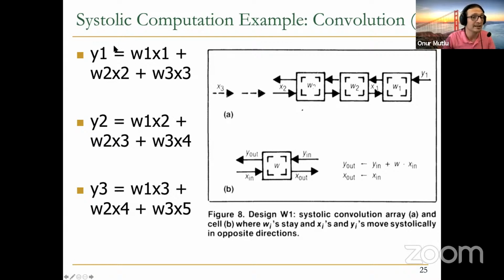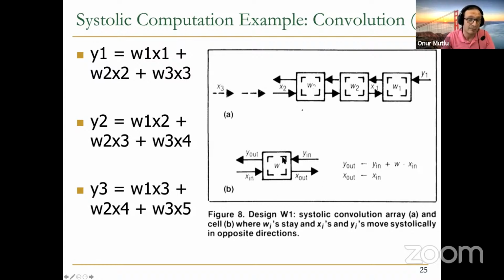Here we are computing y1 equals w1 x1 plus w2 x2 plus w3 x3. Each processing element has a weight inside it that is stationary, that stays there in a register, for example. The processing element behaves this way. There are 2 inputs, x in and y in. There are also 2 outputs, x out and y out. The x's flow from left to right, and the y's flow from right to left. The weight is static.